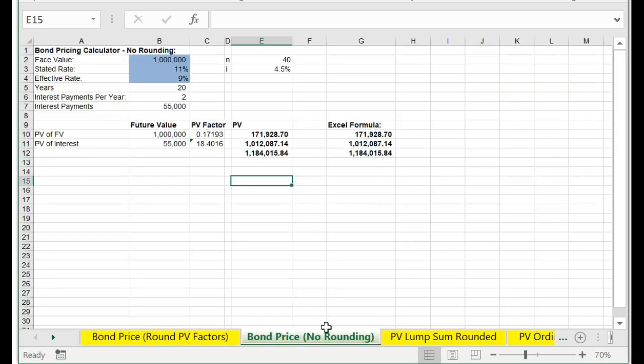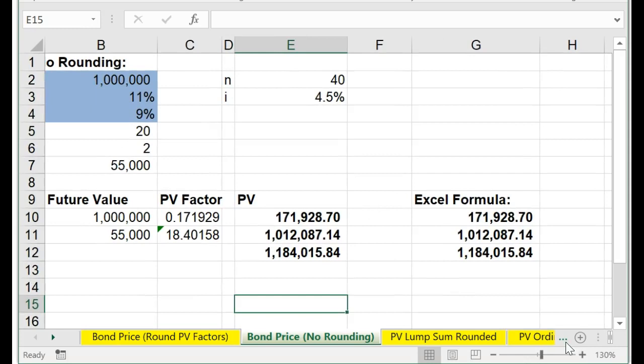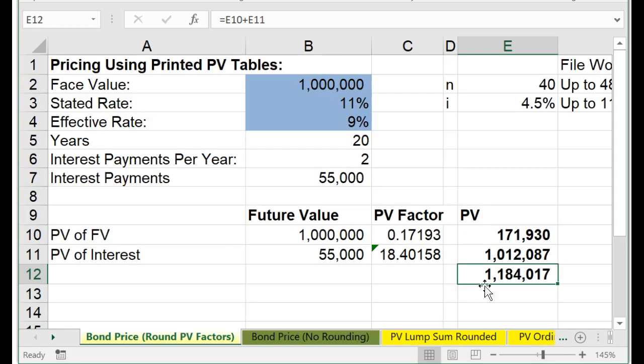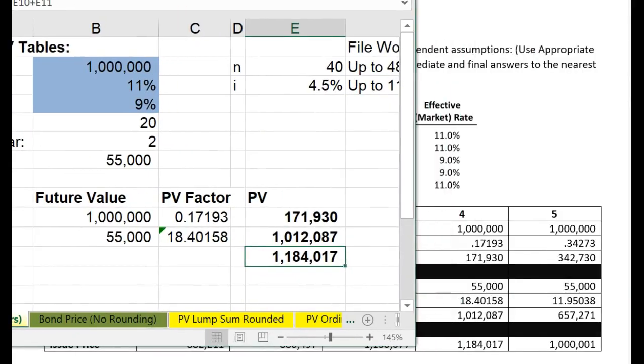Now, if you did not round that, notice what we get. Slightly different. If you use your calculator and you don't actually round those figures, you get a slightly different answer. So 1,184,015 versus 017. And that's only a $1 million bond. Of course, if you had a higher face value, you may have a slightly different amount there.